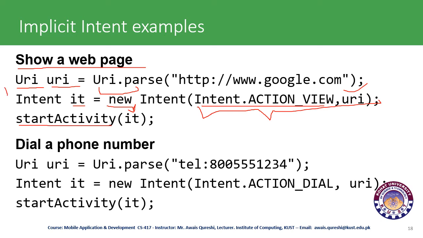This is example number 1, how to show a page, and this is example number 2, how to dial a number. First we will create a URI object, and then we will use an intent, with action dial, and then the URI. Look at these constants, intent constants. The first one is ACTION_VIEW, and the second one is ACTION_DIAL. So remember these actions so that you can use them in your code. This is example number 2.